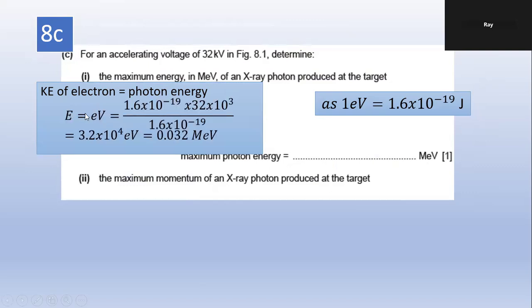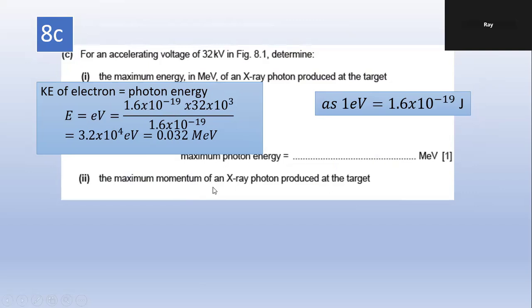So E equals QV or eV. V is that one there. Change to SI units, so that will give you joules. Then 1 electron volt equals 1.6 times 10 to the power minus 19 joule, so you divide to get electron volts. Then change to mega electron volts.